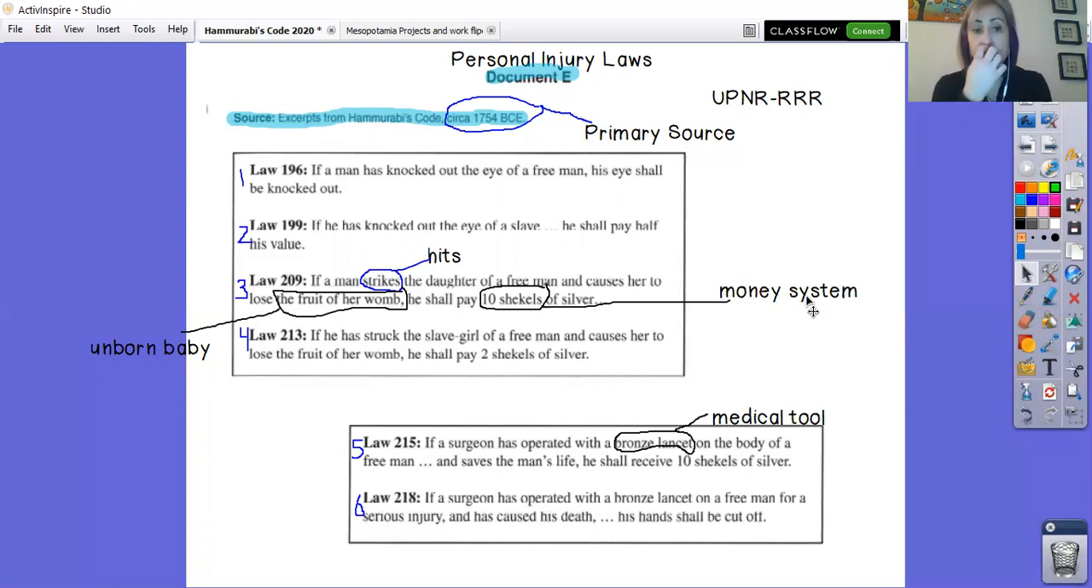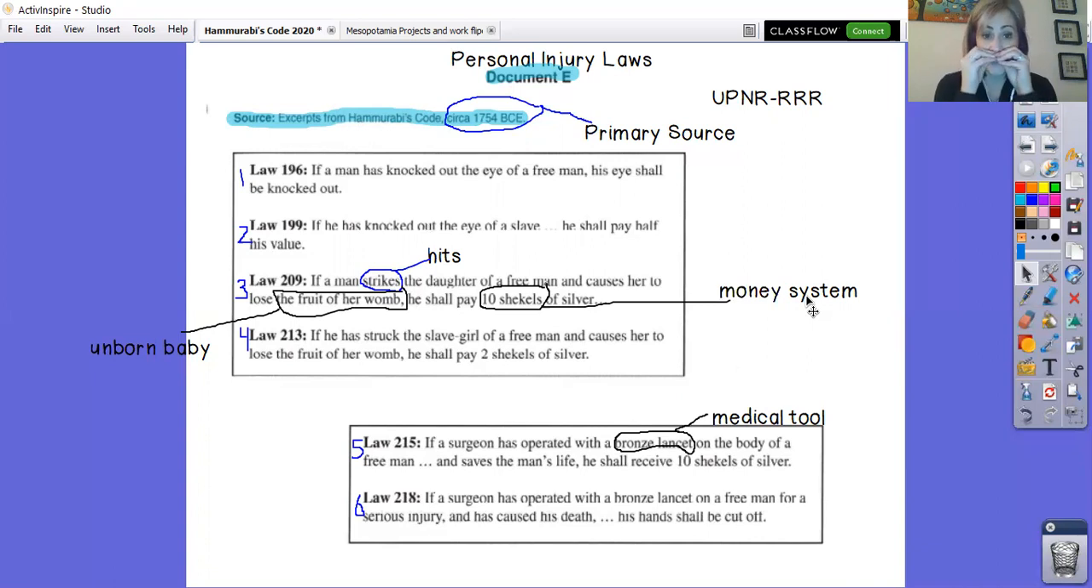Law 213 says, if he has struck the slave girl of a free man and causes her to lose the fruit of her womb, so if he causes the slave girl to have a miscarriage, he just has to pay 2 shekels. No big deal, you know, it happens. Your slave had a miscarriage. She lost her child.